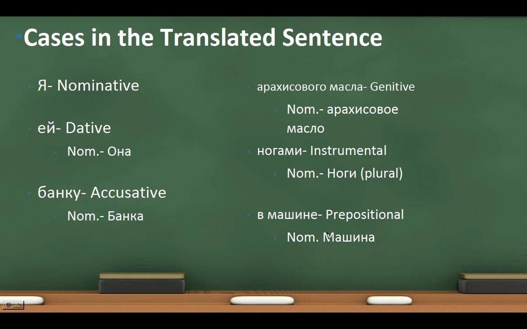So I hope that makes some sense. Remember, I haven't gone into each of the specific cases, and each of the specific cases has its own special endings. All I really wanted to do with this video is to show you how nouns change and what the purpose of cases is.